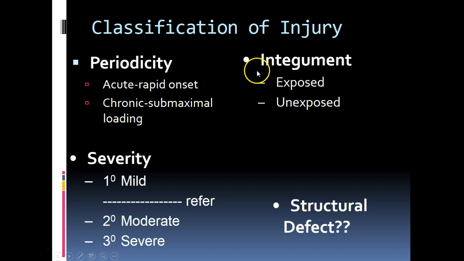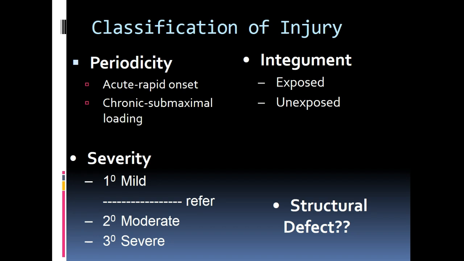The second thing is we have to look at the integumentary system. Is the skin exposed or unexposed? Is there a complete through and through compound fracture? Want to know that. So number one, periodicity. Is it acute macro or is it chronic micro? Is the skin compromised? And then what we also want to do is look at the severity of the injury. There are 3 different grades for severity of the injury, and it's very specific to muscle strain versus sprain.